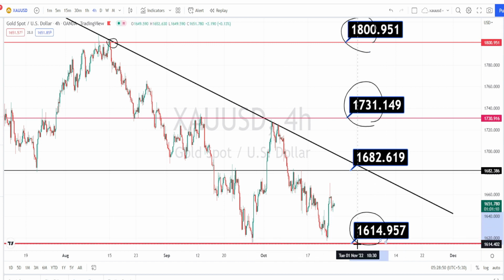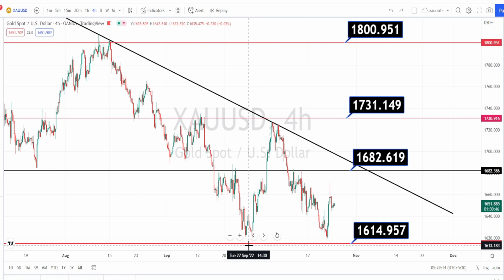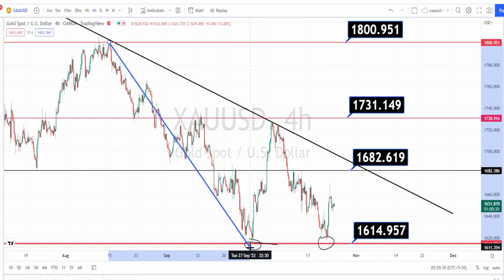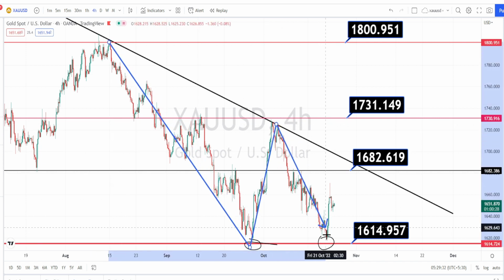Currently this level of 1614 is acting as a very strong support for the current price action, and we can notice that the price action has got rejected twice at this level of 1614, and if the price action doesn't manage to break this support level, we can expect it to form a double bottom pattern, which means that we can expect a bullish side retracement to start from this support level.